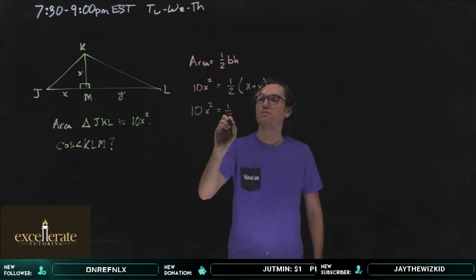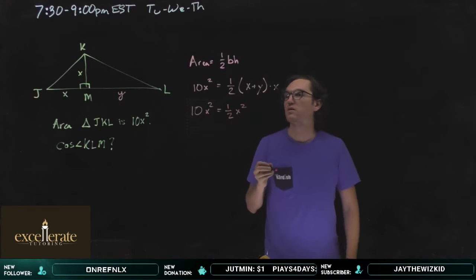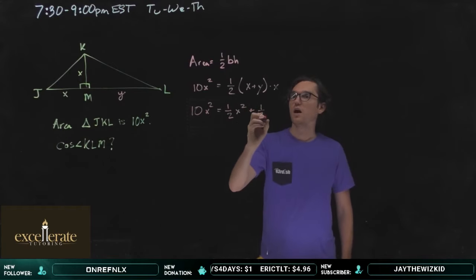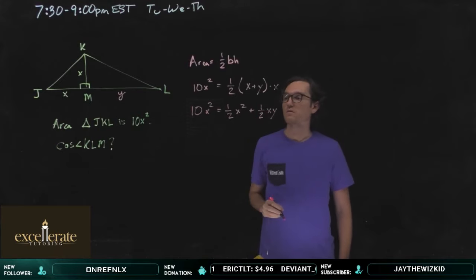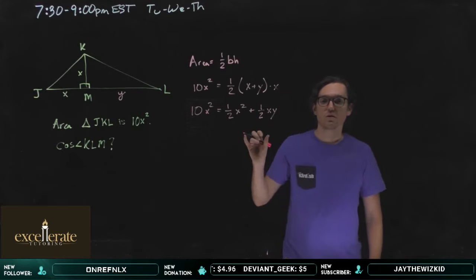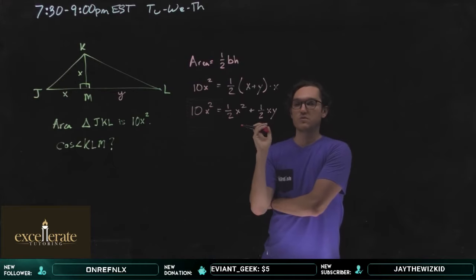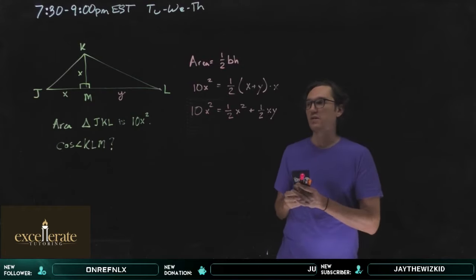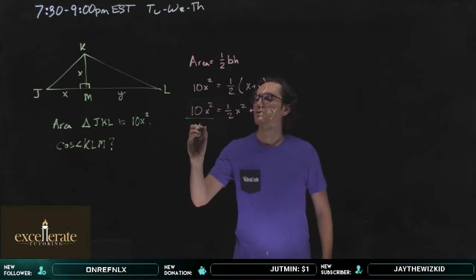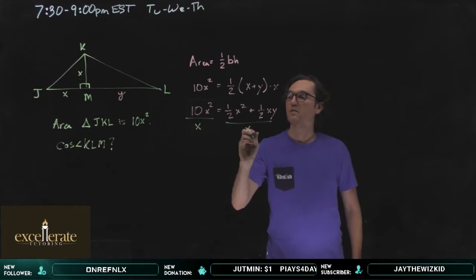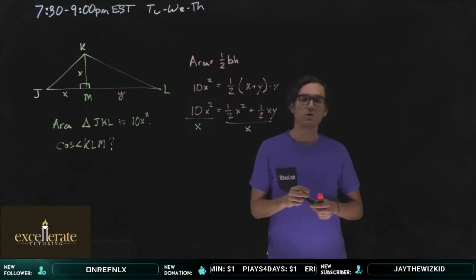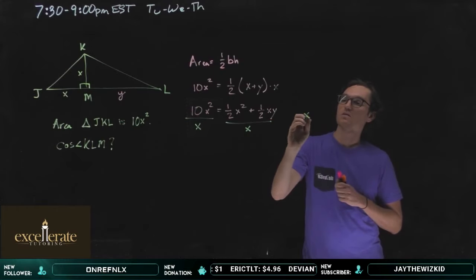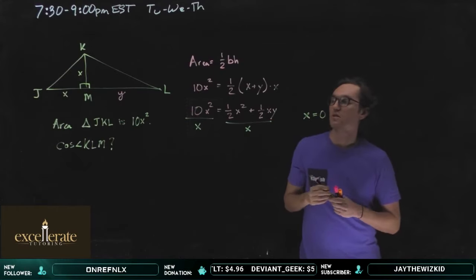So it's going to be 1/2 x squared plus 1/2 xy. Very good. Okay, and those things are equivalent. So if we want to solve this thing for x, there's a couple of things we can do. The first thing is everything has an x in it, so we can divide the entire thing by x. So I'm going to go ahead and just do that. By dividing by x, you have to remember that you are getting rid of the possibility that x equals 0. That's like one of the solutions here.